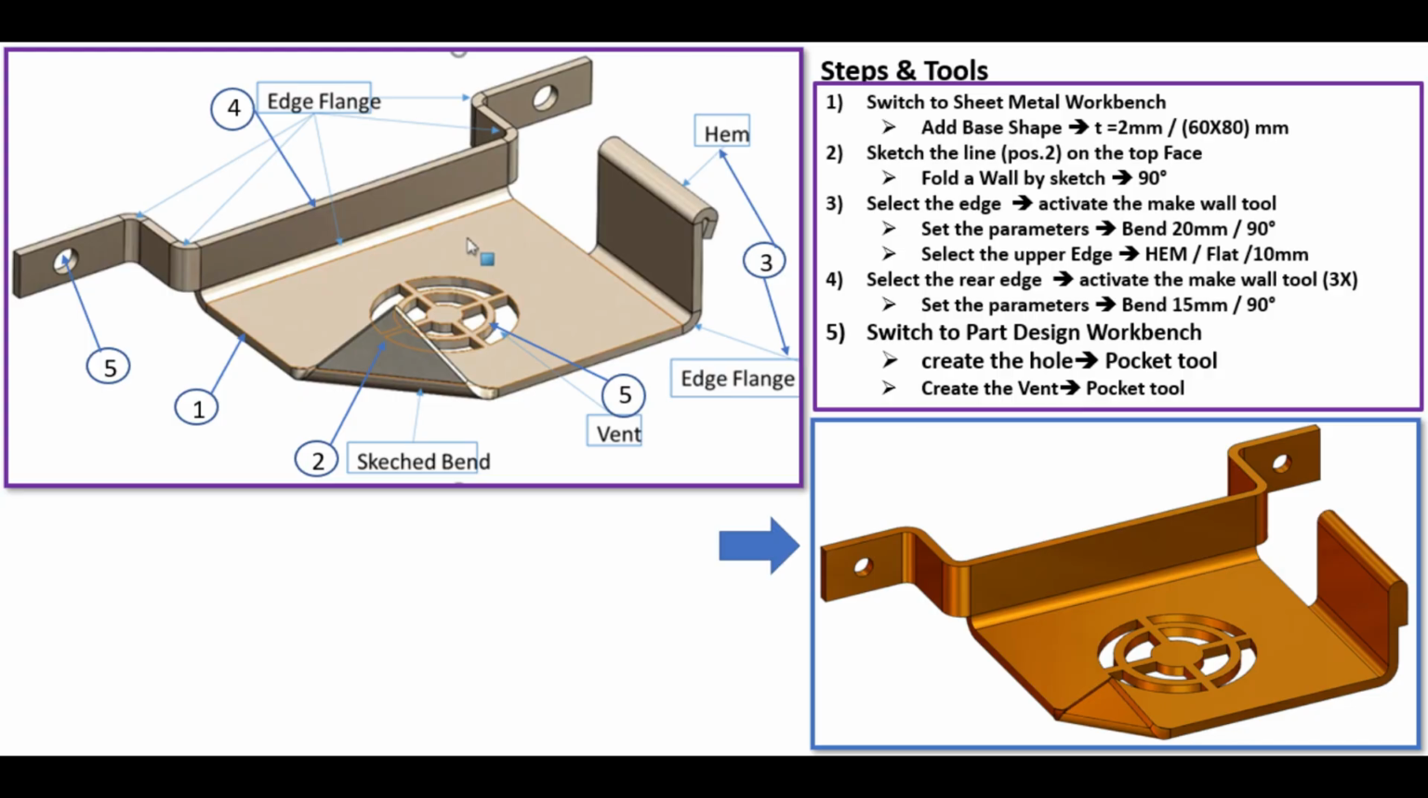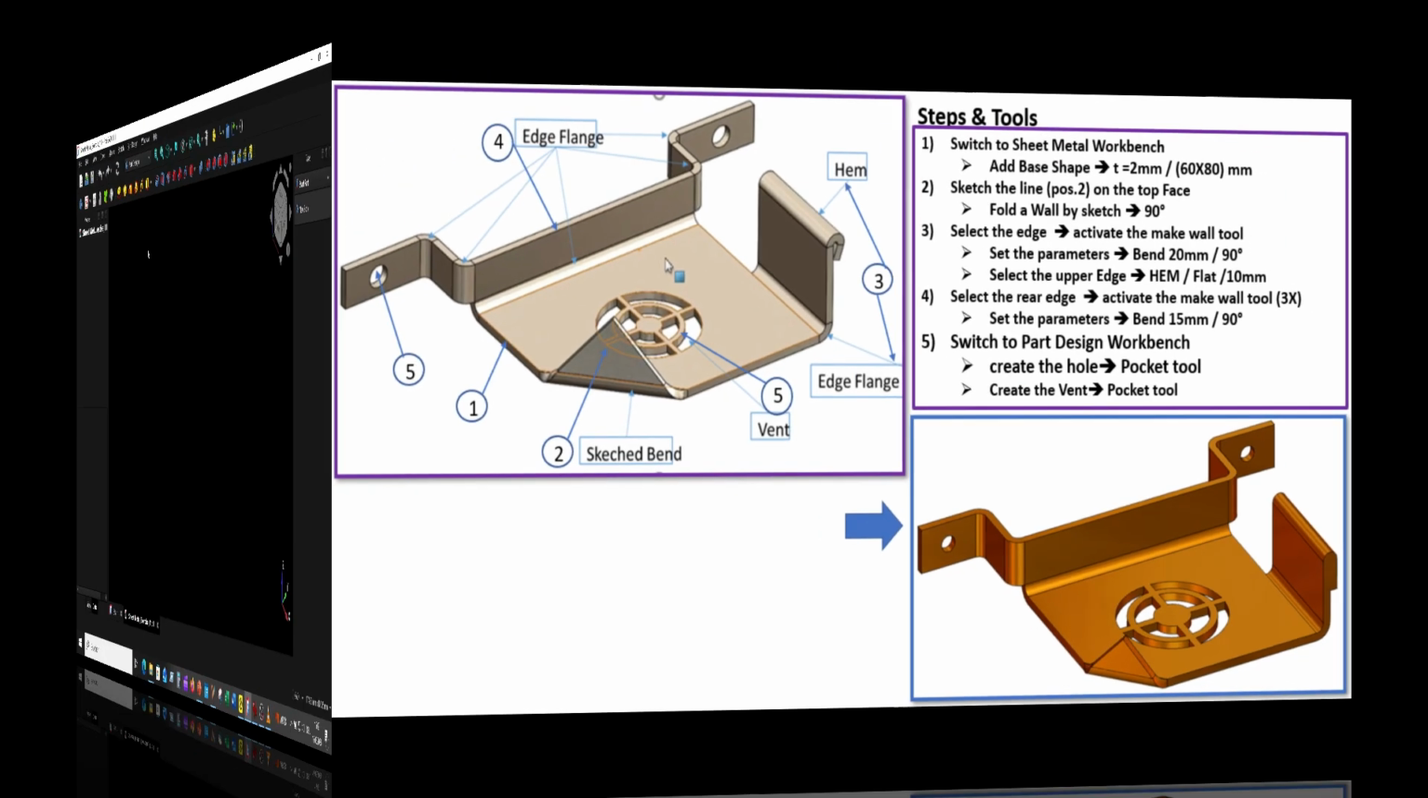This is the exercise for today. We convert this ISO view drawing without dimensions step by step into this 3D sheet metal solid part. Here you find the steps and the tools that I used to create this 3D solid part.